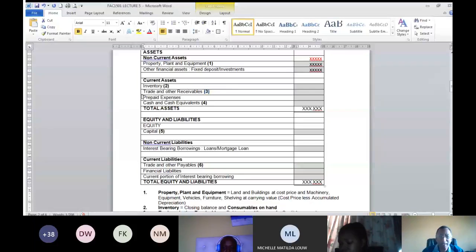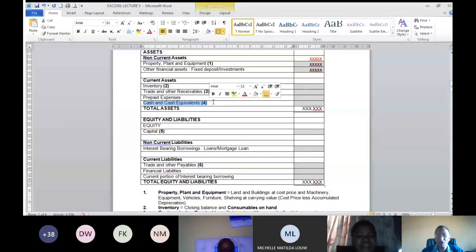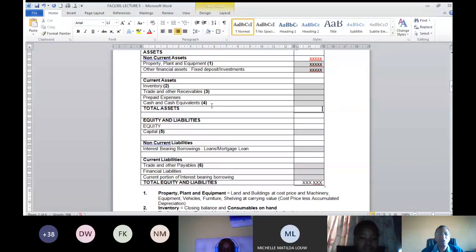The same with prepaid expenses. Prepaid expenses, I will also explain that. That is an adjustment, and that we will explain in the next lecture. The fourth category of my current assets, guys, is cash and cash equivalents. And cash and cash equivalents consist of the money in the bank, the petty cash, and the cash flow. That makes up your cash and cash equivalents.